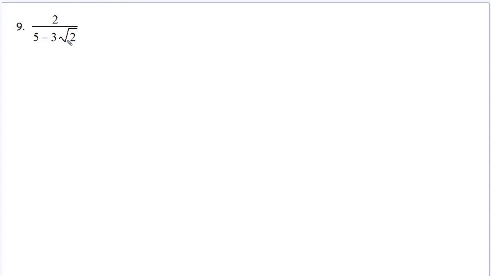So this one, notice we don't have just a single term in the bottom, one solitary term. This is a binomial instead of a monomial. So because of that, we're going to multiply by the conjugate. Remember that the conjugate is simply the same term with a different center sign.